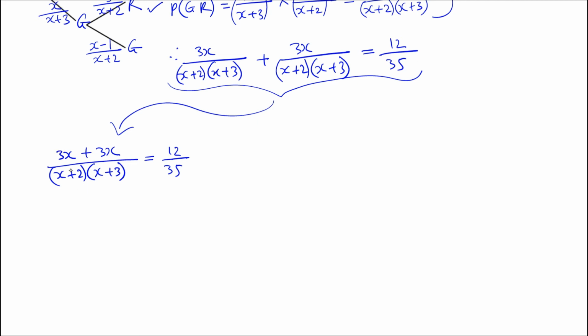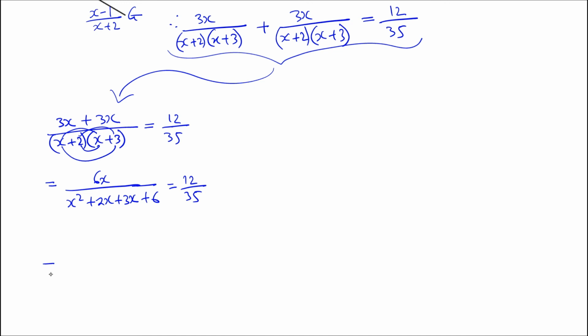Now, again, you know that you can FOIL the denominator. So anyway, for the numerator, we'll end up with 6x. For the denominator, if you FOIL, you end up with x squared plus 2x plus 3x plus 6. And this should be equal to 12 over 35. This simplifies to 6x over x squared plus 5x plus 6. This will be equal to 12 over 35.